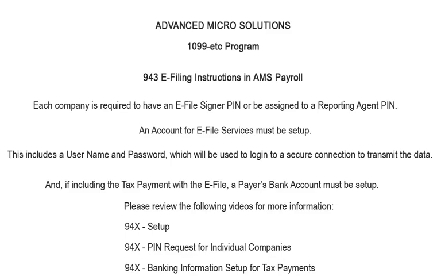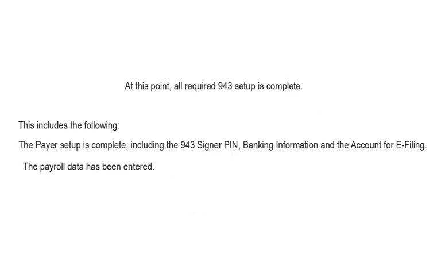And if the tax payment is included in the e-file, a payer's bank account must be set up. Please review the following videos for more information. 94X Setup, 94X PIN request for individual companies, and 94X banking setup information for tax payments. At this point, all of the required 943 setup is complete. This includes the following: the payer setup, the 943 signer PIN, banking information and the account for e-filing. And the payroll data has been entered.